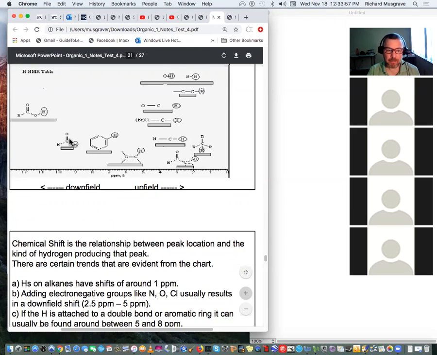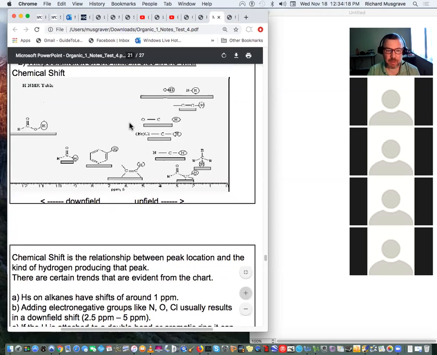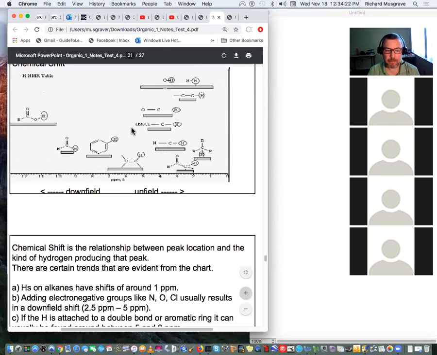Then when we have atoms that are electronegative and attached to double bonds, it's even further down here. And the ones that are furthest to the left are the hydrogens that are parts of carboxylic acids. You can see that's a C double bond O connected to an OH. So you can see the trends there in the correlation chart. Again, not something you have to memorize. It's given to you.